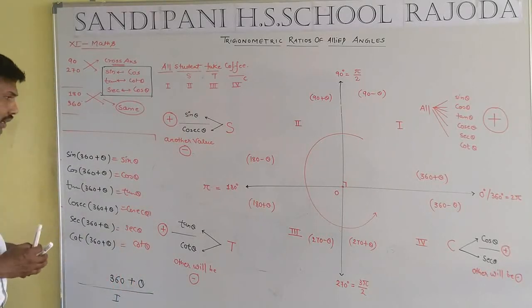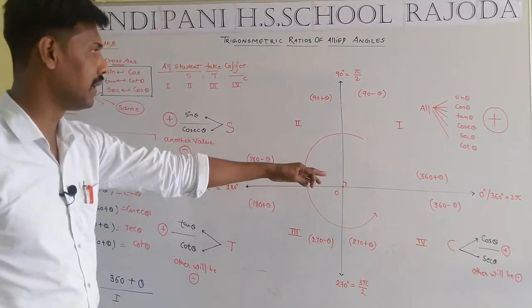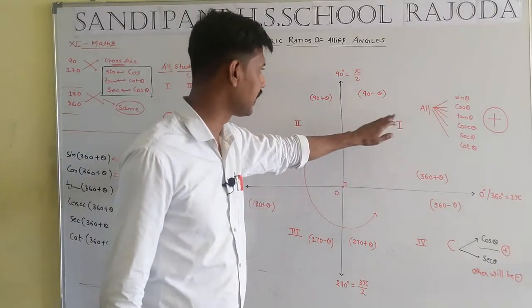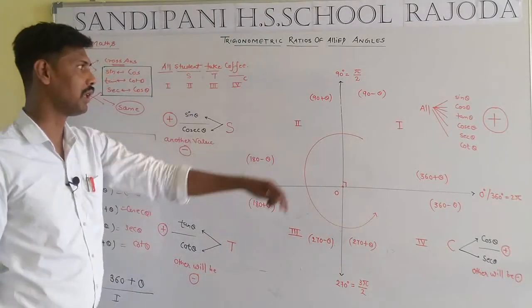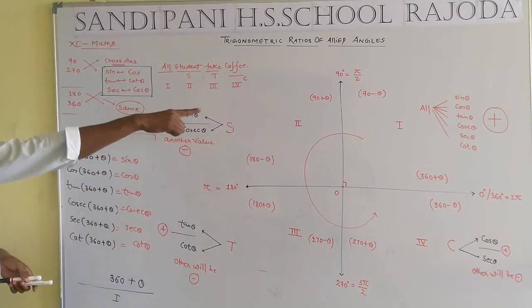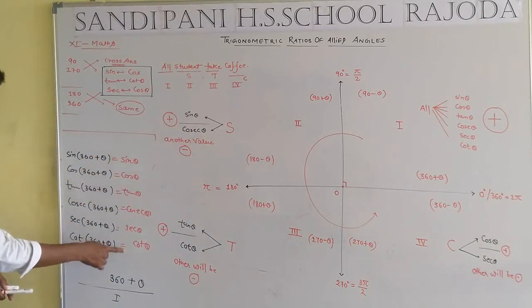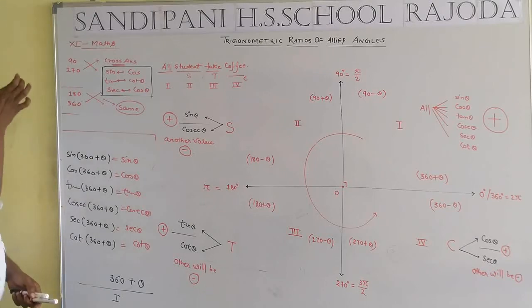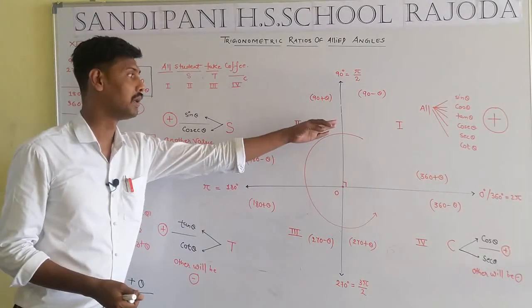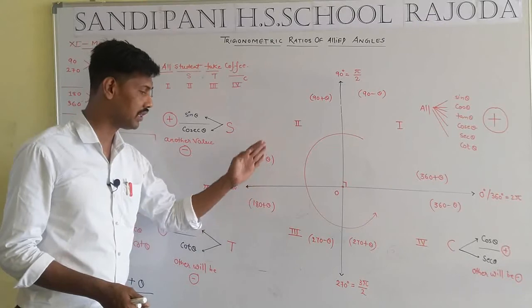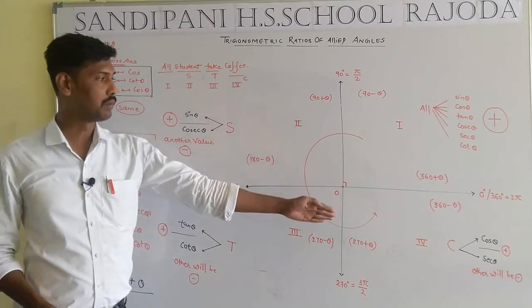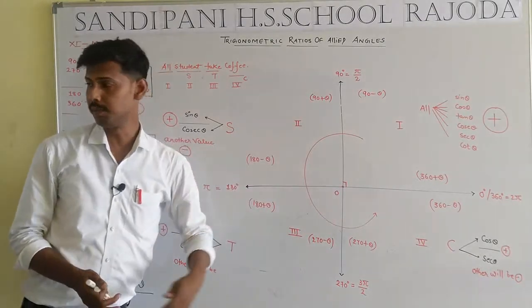Now time for the sign. 360 plus theta lies in the first part. The message of the first part: sine, cos, tan, cosec, sec, cot, all answers will be positive. I hope you understand: 90 minus theta, 90 plus theta, 180 minus theta, 180 plus theta, 270 minus theta, 270 plus theta, 360 minus theta, 360 plus theta.